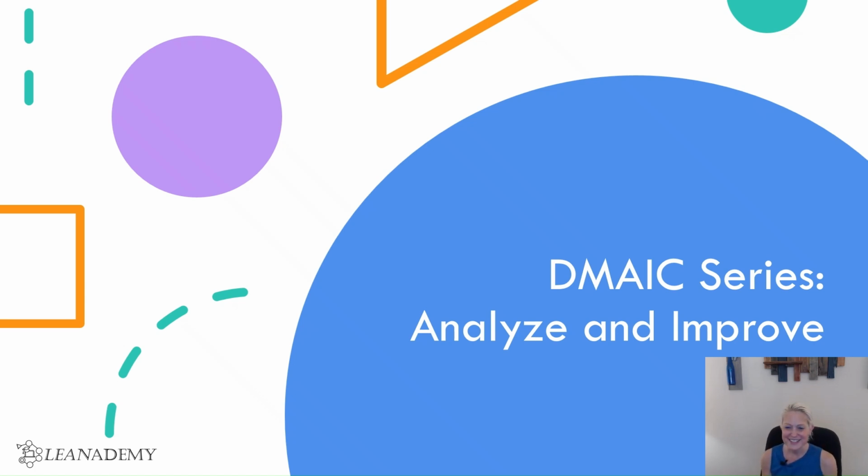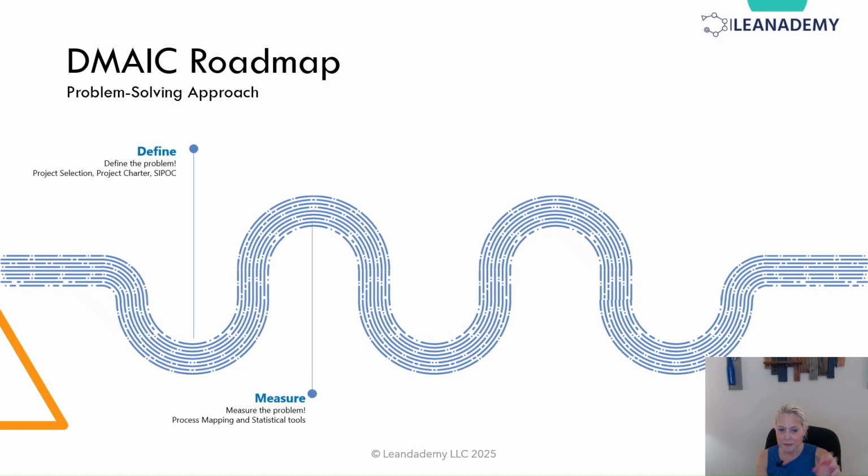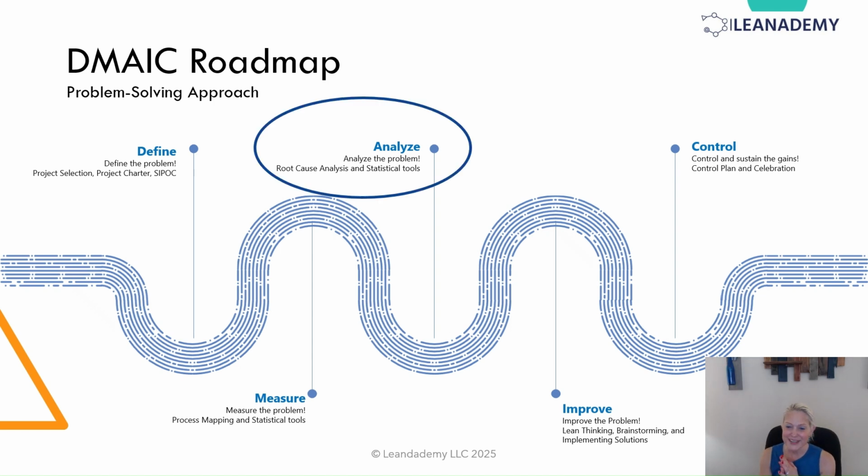All right, let's jump right in. Let's learn a little bit about analyze and improve phases. All right, this is the DMAIC roadmap. Remember, this is our problem-solving approach. We've already gone through define and measure in another video. In this video, we're going to talk all about analyze and improve, and I will have another video specific to control. So let's jump right in.